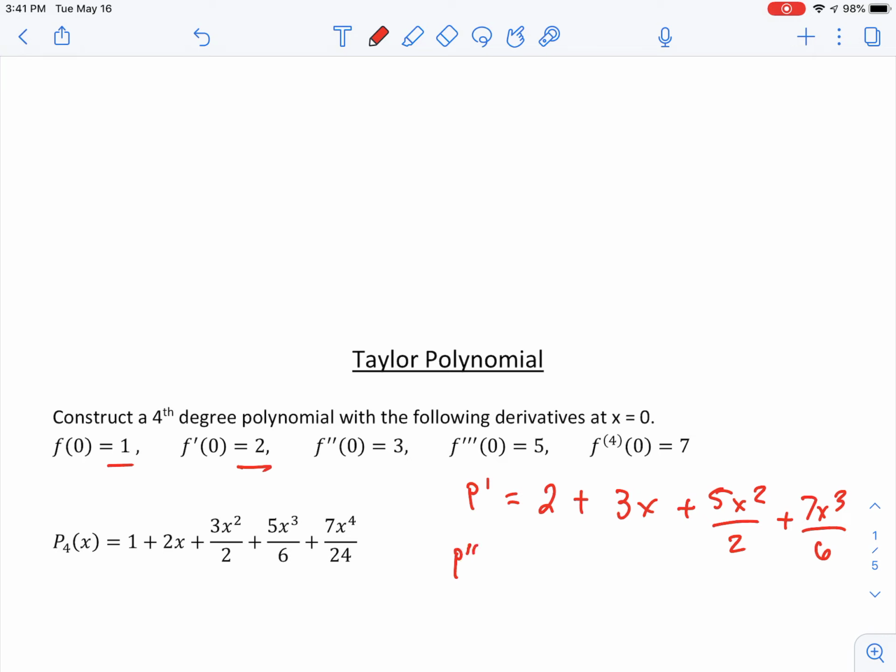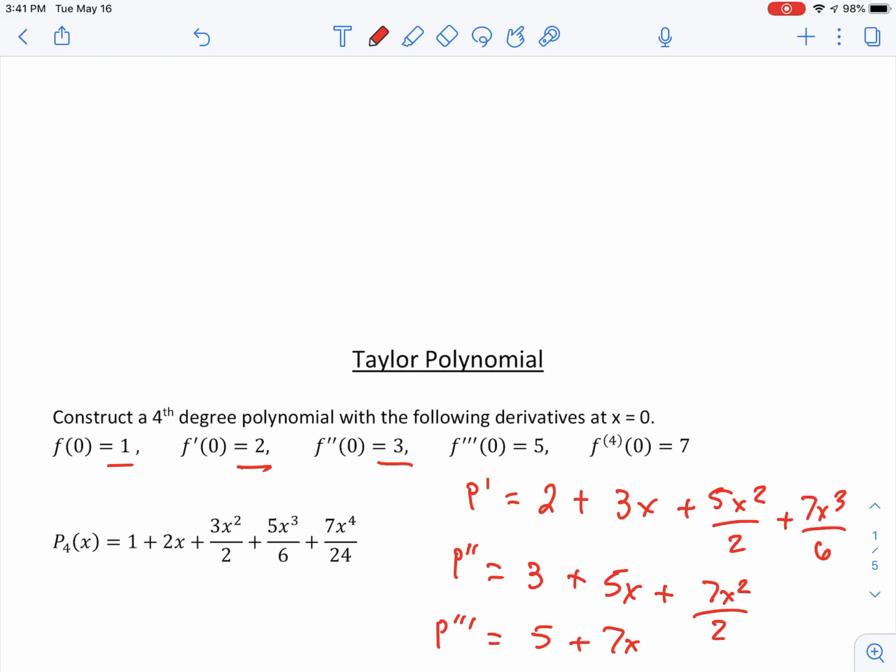Your second derivative, if we took the derivative again, you're going to end up with 3 plus 5x plus 7x squared over 2. And so you would get 3. And likewise, you can see the next derivative, you're going to end up with 5 plus 7x, and then the next derivative is going to end up being 7.